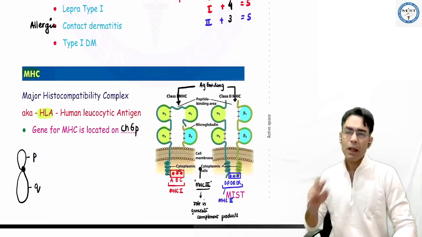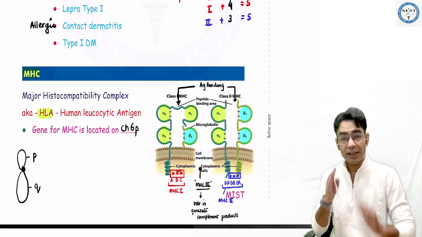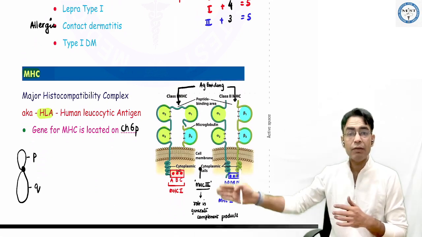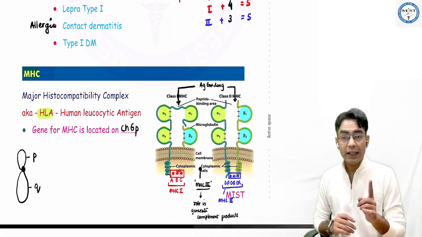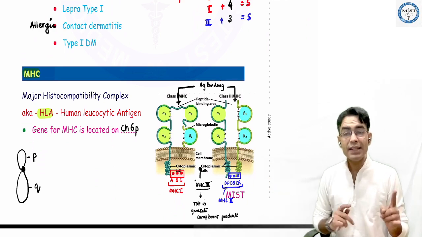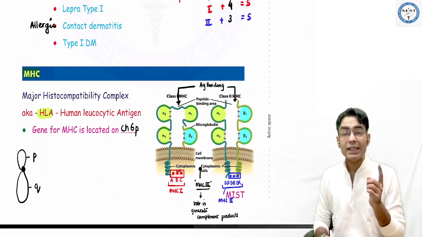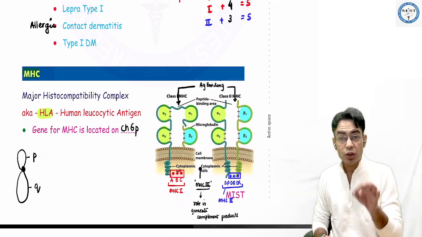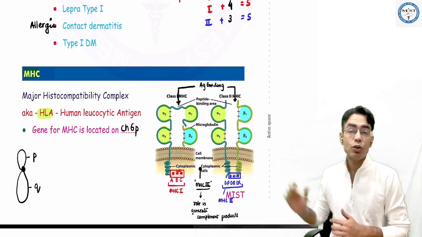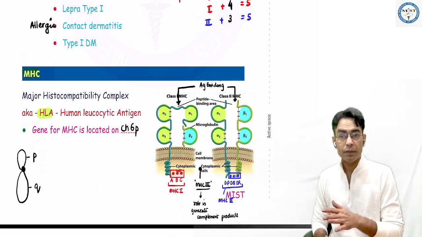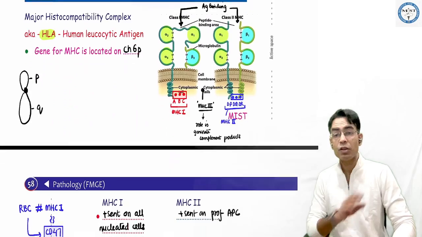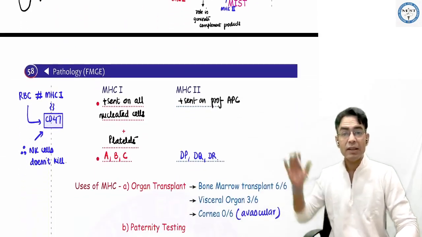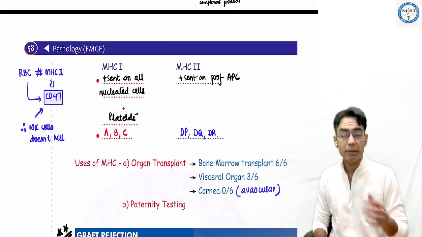Now MHC, two types of MHC, 1 and 2. MHC3 is in between MHC 1 and 2 and it forms the complement products. For 1, the genes are ABC; for 2, the genes are DP, DQ, DR. For MHC1, the chains are alpha 1, alpha 2, alpha 3 and beta 2 microglobulin, and for MHC2, alpha 1, alpha 2, beta 1, beta 2. MHC1 is present on all nucleated cells plus platelets. MHC2 is present on all professional APCs.